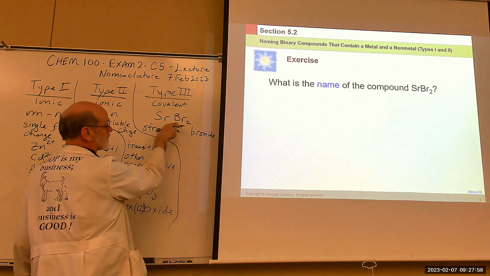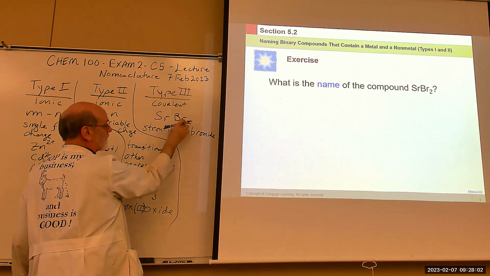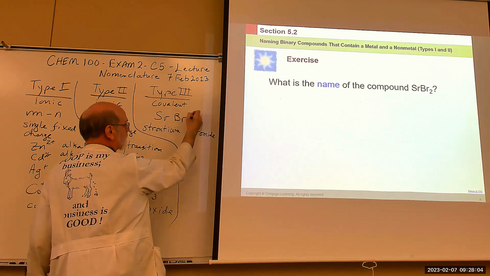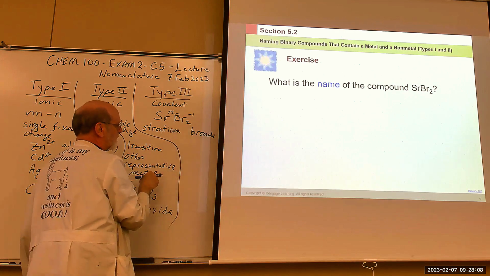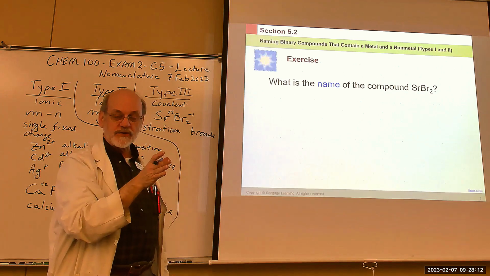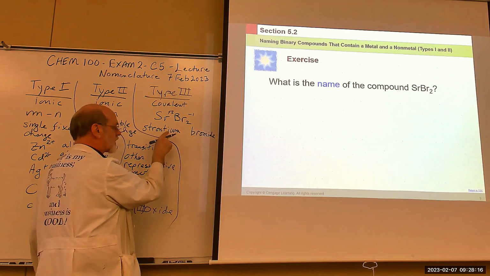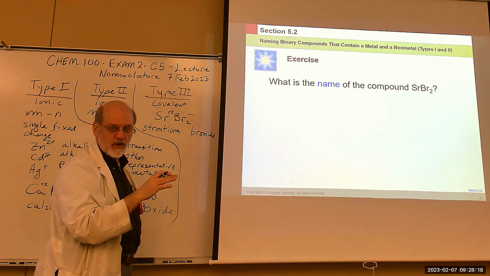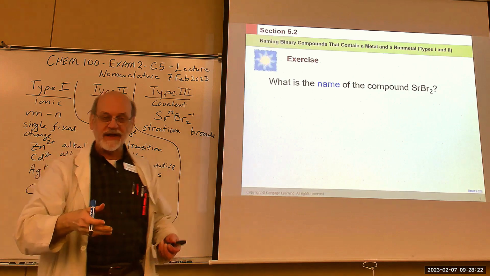Right? And you can deduce this also from here. If this is the correct compound, we know that bromine's a -1, so this one has to be a +2 because there are 2 of them. But we also know that strontium comes from the second column, which makes it a type 1 compound. This is a fixed charge. Strontium will not have any other possible charge. So strontium bromide is the proper name.